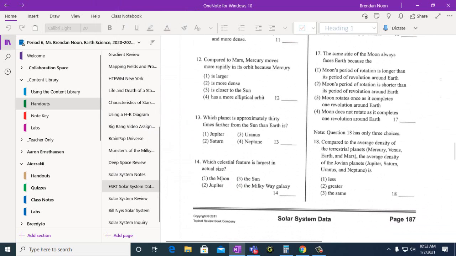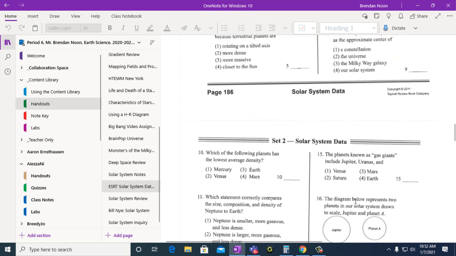Which celestial feature is largest in the actual size? All right, the moon, Jupiter, the sun, the galaxy. Well, the moon is smaller than Jupiter, and Jupiter is smaller than the sun, and the sun is just one of millions of stars in the galaxy. So the galaxy is the largest actual size.